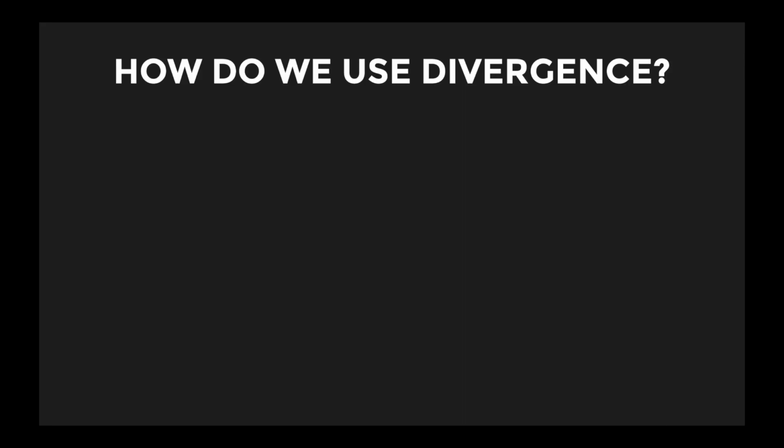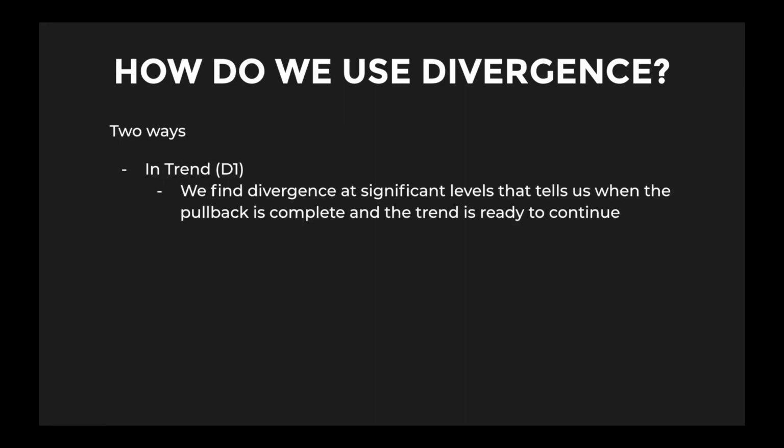Now, there's two ways to identify divergence, bullish and bearish. Before we talk about the bullish and bearish divergence, I'm going to show you that in the next slide. I want you to understand my way of looking at divergence. No one else talks about it this way. I look at it as in trend, which we call our D1 entry. This is divergence that we find at significant levels that tells us when a pullback is done and trend is ready to continue. That's the first way we'll use divergence to find trades.